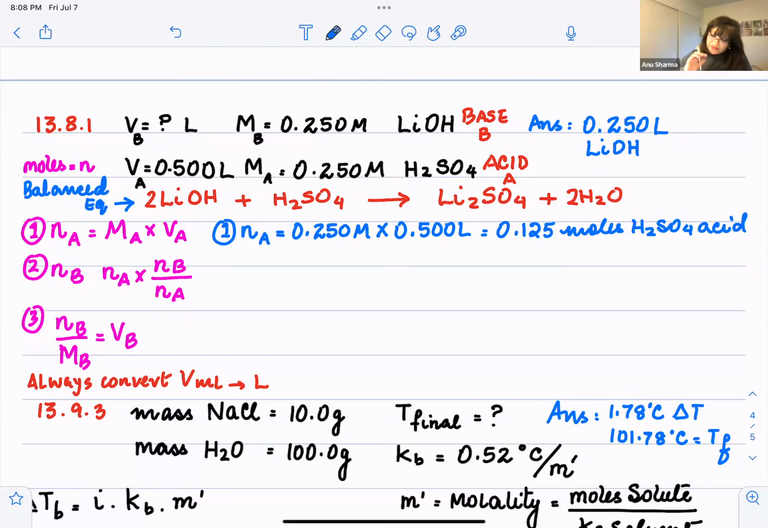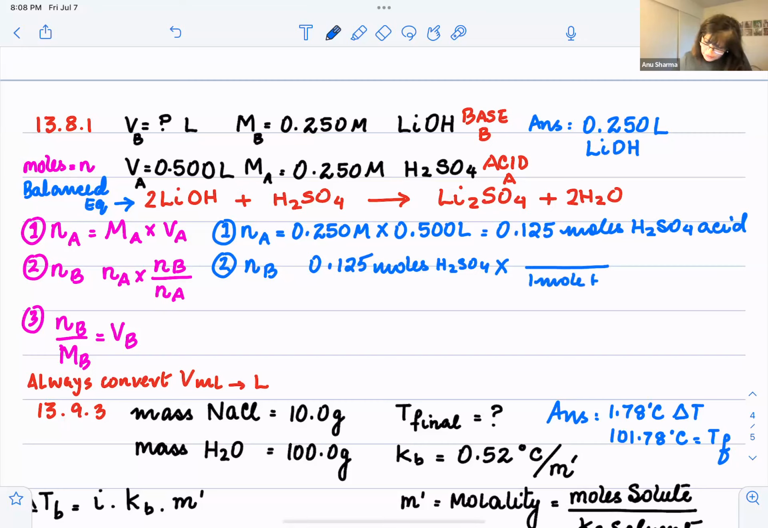All right, next is the moles of the base. So how do you do that? You take the moles of the acid, which is 0.125 moles of H2SO4, times the mole to mole ratio. So we see that from this equation, 1 mole of H2SO4 is reacting with 2 moles of LiOH.